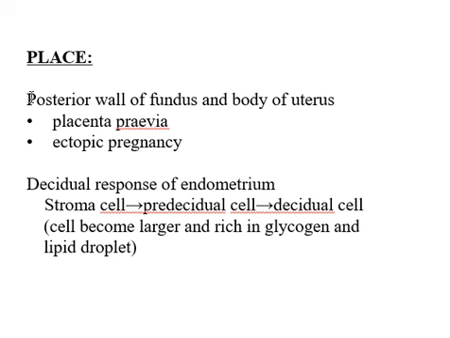The implantation site is usually the posterior wall of the fundus and the body of the uterus. If it is implanted near the cervix or the outlet of the uterus, it is known as placenta previa. And if it is implanted outside the uterine cavity, this is known as ectopic pregnancy.